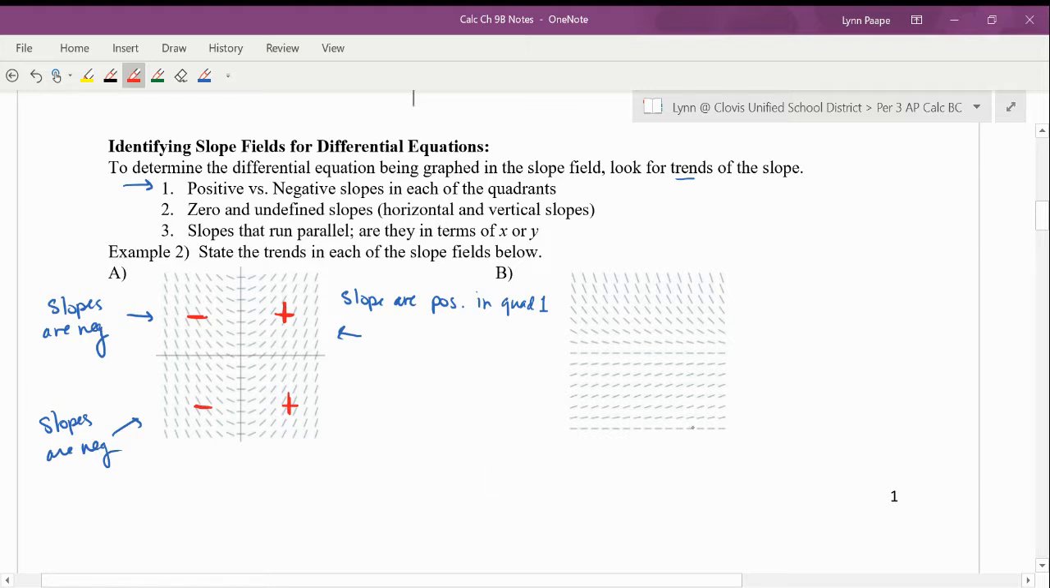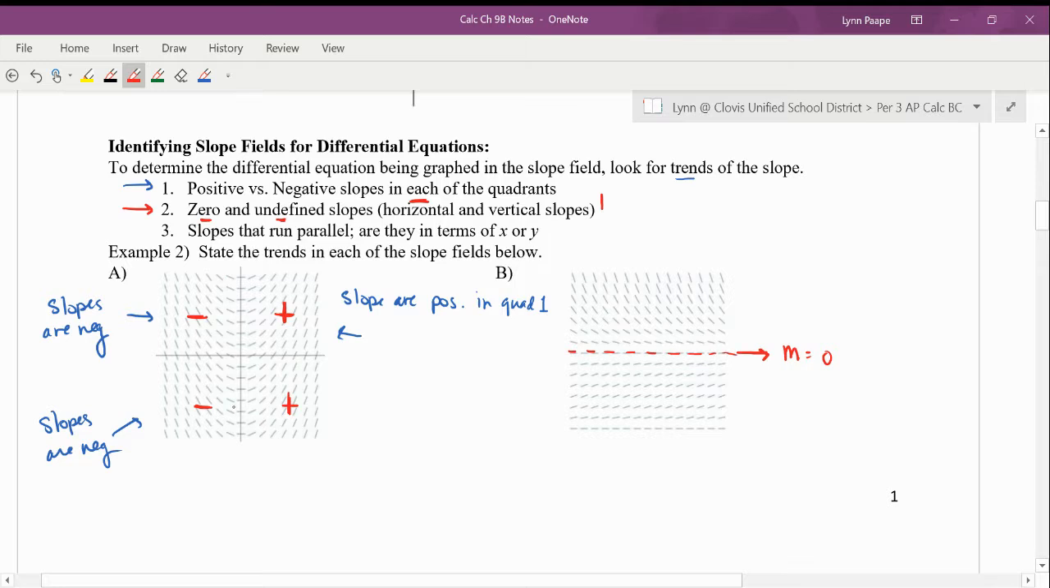I don't have quadrants identified in this one, but that's all right. The other thing that we would be searching for is, do we have any section of the slopes that are either 0 or undefined? Horizontal would be 0, right? Vertical slopes would be undefined. So if I look right here, it looks like all my slopes are 0 on that particular line, right? If I look in this section, those are all looking horizontal.